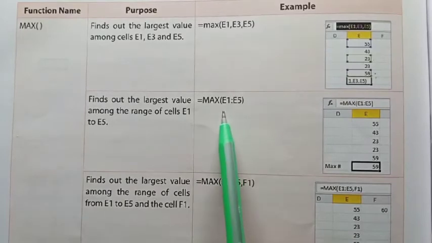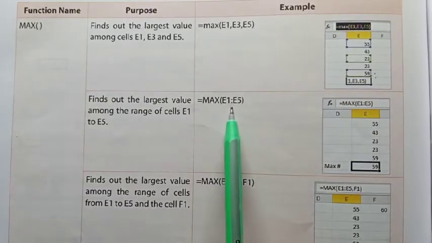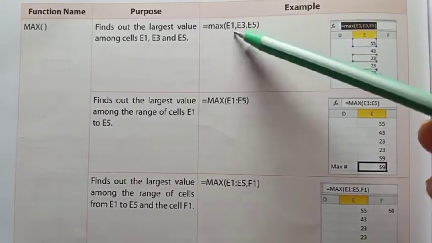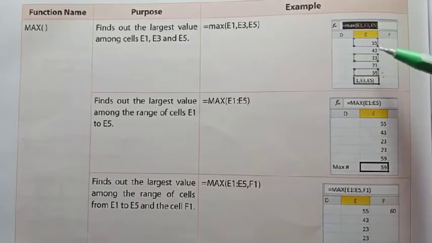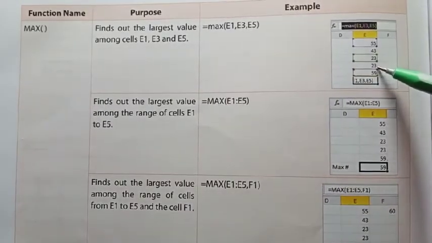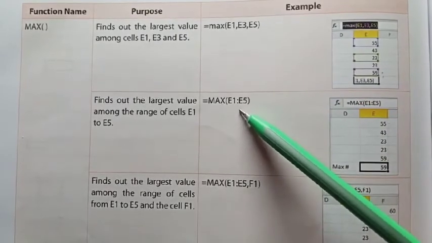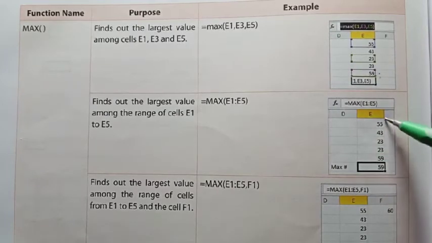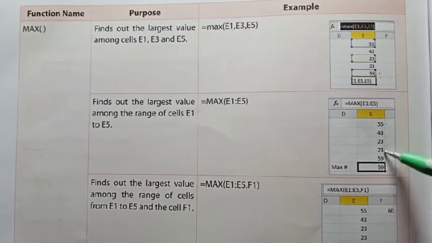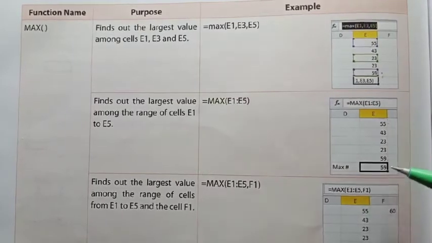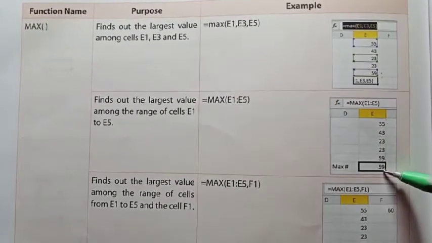Or another method is that you could have written max E1 to E5. You have given the complete range. Here you see we have given only the three cells, 1, 2 and 3. We did not include this and this in this one. But when we are writing E1 colon E5, that means we are taking the complete range of cells. So again here we find that 59 is the largest value, so 59 will be shown over here.